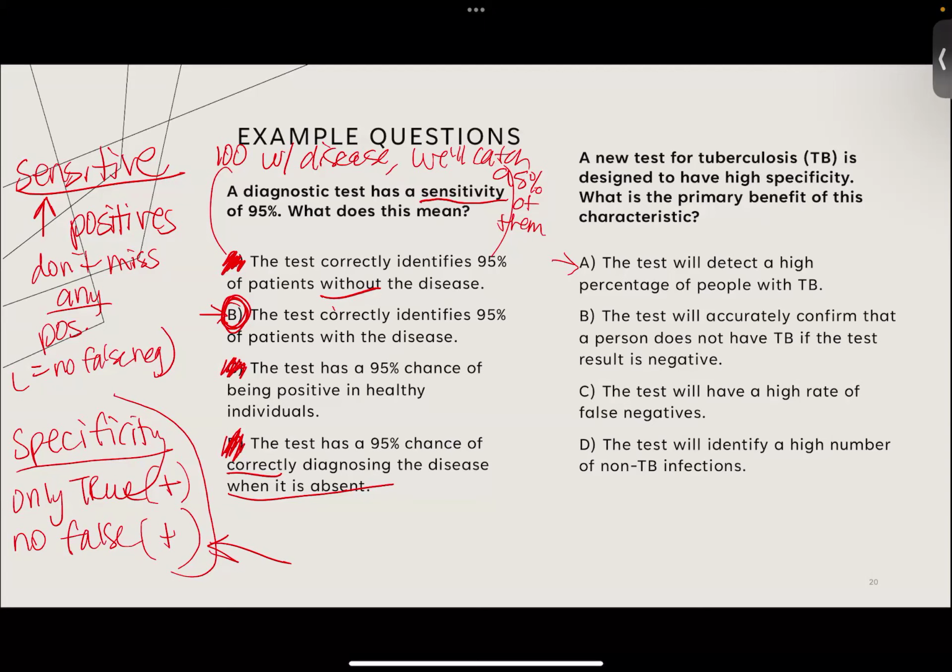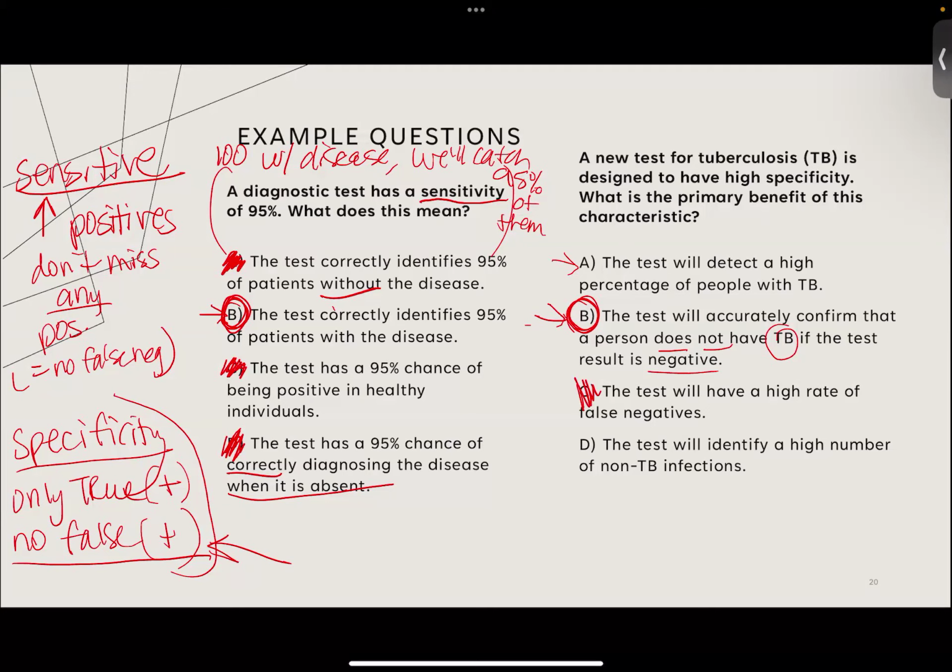The test will accurately confirm that a person does not have TB if the test result is negative. So this is pretty close to what we're getting at here. We're saying that if we're calling you negative, that means that you are negative. And if we're calling you positive, you are positive. And there shouldn't be any crossover there. That's what specificity deals with. The test will have a high rate of false negatives. No, the goal is to have no false negatives.